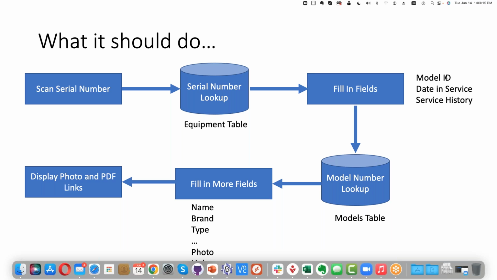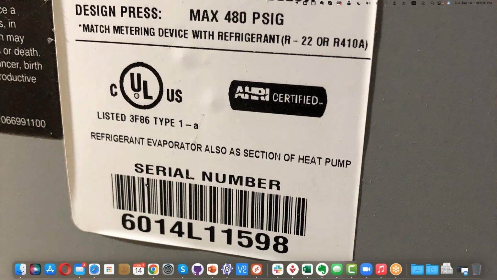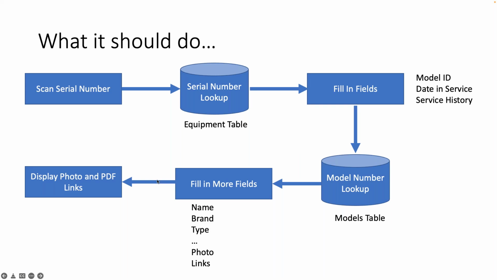Now, once they have the model ID, Transform can then take it and look it up in a different table, the models table, we'll call it. So we have two different tables, the equipment table and the models table. And the models table has information like the name, the brand, the type, the photo, and information about documentation, such as PDF documentation. So that gets filled in, and it displays links to buttons for displaying the PDF links for the documentation.